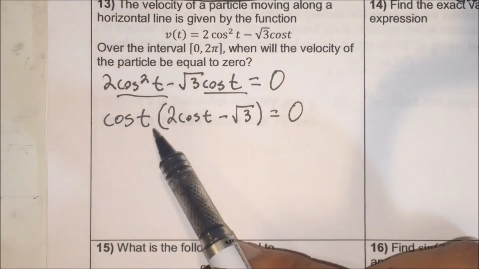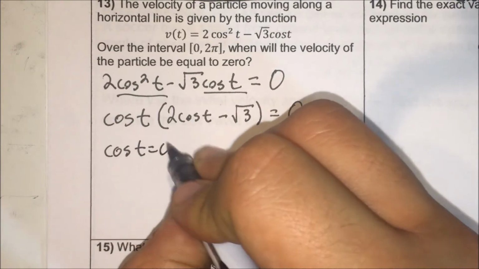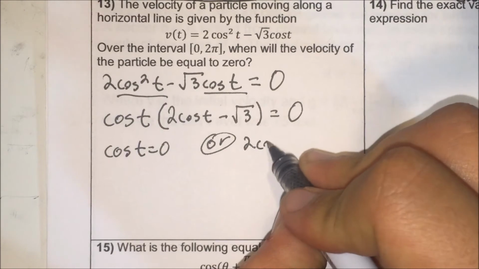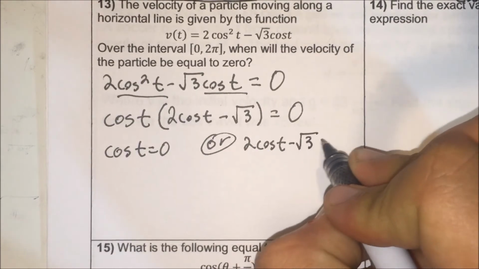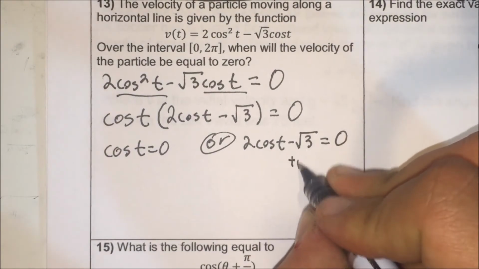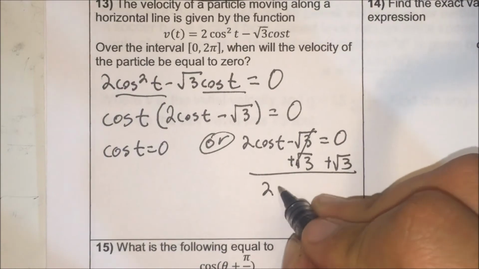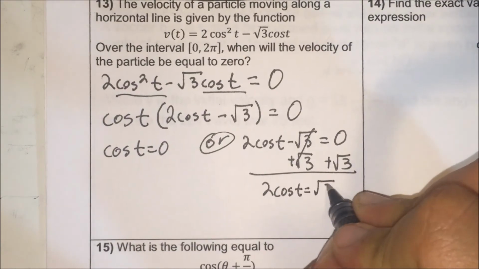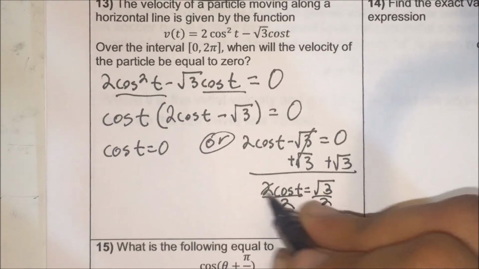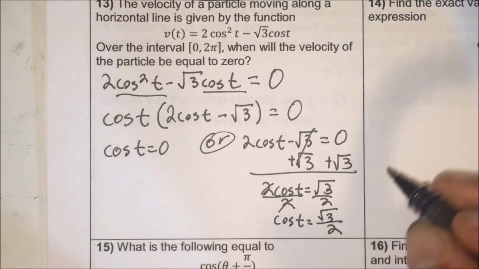Okay, so now we've written this equation, and what this means is that either cosine of t is going to be equal to 0, or this thing over here, 2 cosine of t minus the square root of 3, is equal to 0. And let's solve this one. Plus the square root of 3 on both sides. That gives us 2 cosine t is equal to the square root of 3. And then we can divide by 2 on both sides. That gives us that cosine of t is equal to the square root of 3 over 2.